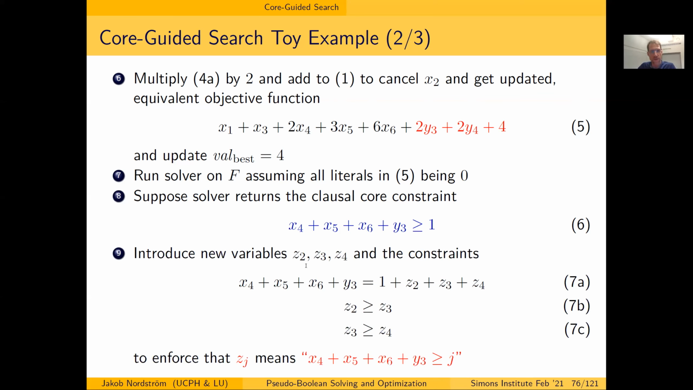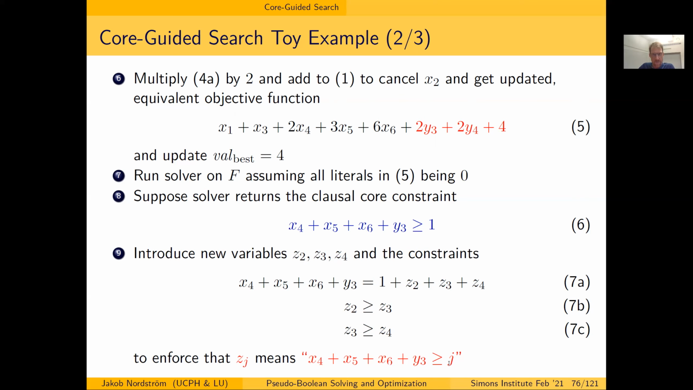So we introduce new variables z2, z3, and z4, and we can write down this equality then, that x4 plus x5 plus x6 plus y3 is equal to 1 plus z2 plus z3 plus z4. And this is sound because we have this lower bound in 6. So that's why we can plug in this 1. And then we add in addition constraints that z2 is greater or equal to z3, that is greater or equal to z4. And these constraints 7a to 7c will enforce the meaning of zj as the sum of x4, x5, x6, and y3 is greater or equal to j.